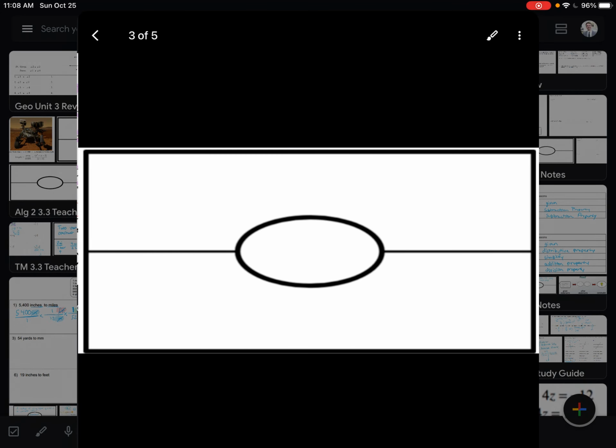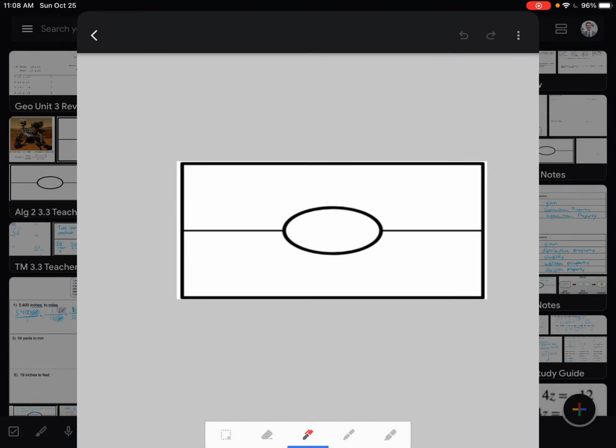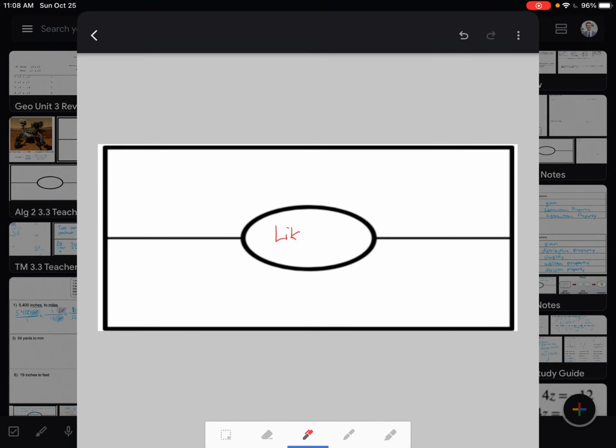All right. So some definitions to start us off here. We are first going to be taking a look at like terms.